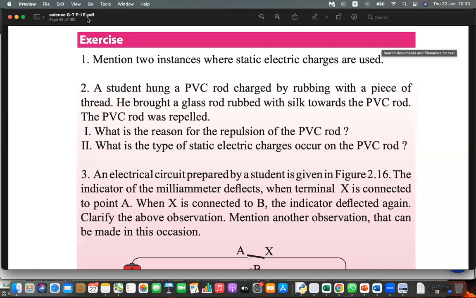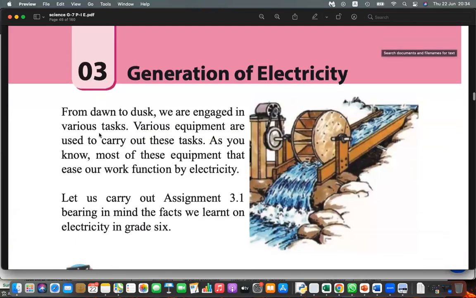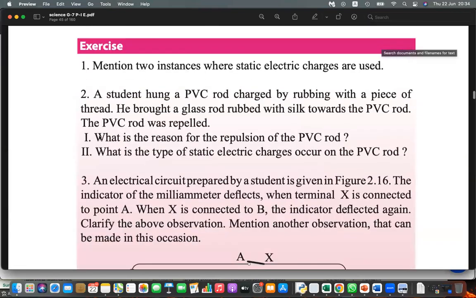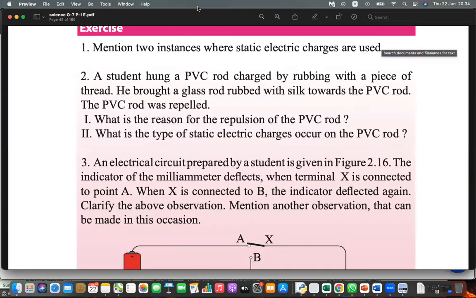The lesson that we need to discuss is generating electricity, and we need to start it very quickly. Before that, I just need to discuss these questions from the previous lesson, static electricity. Question number 1. Mention 2 instances where static electricity charges are used. Can you tell me 2 instances? We learned about pluses and minuses, so when we rub some surfaces against each other, it will create static electricity.